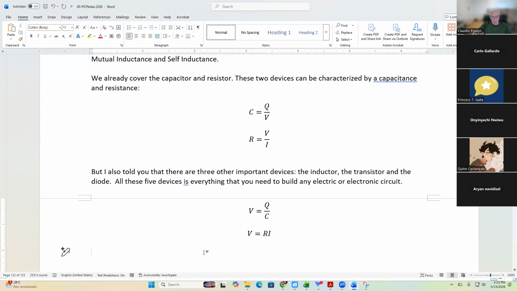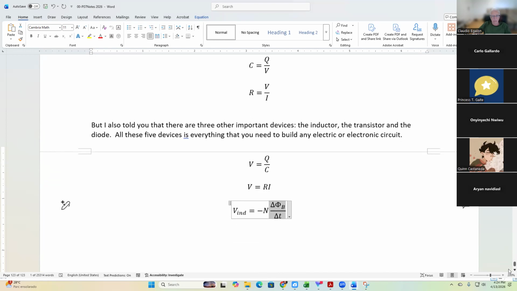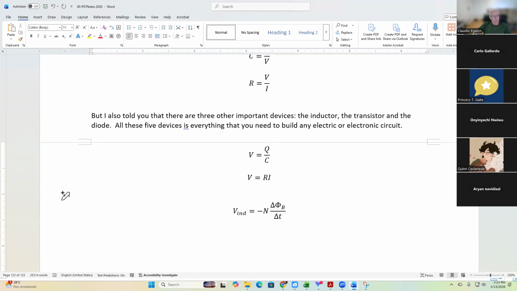We also have a relation for the V, the induced voltage or the induced electromotive force, which is what you saw before. We have a negative sign, we have the number of loops, and then we have this relationship that you see right in here. We're going to elaborate that a little bit more. You know that the flux is given by the magnetic field times the area through which the magnetic field is flowing.